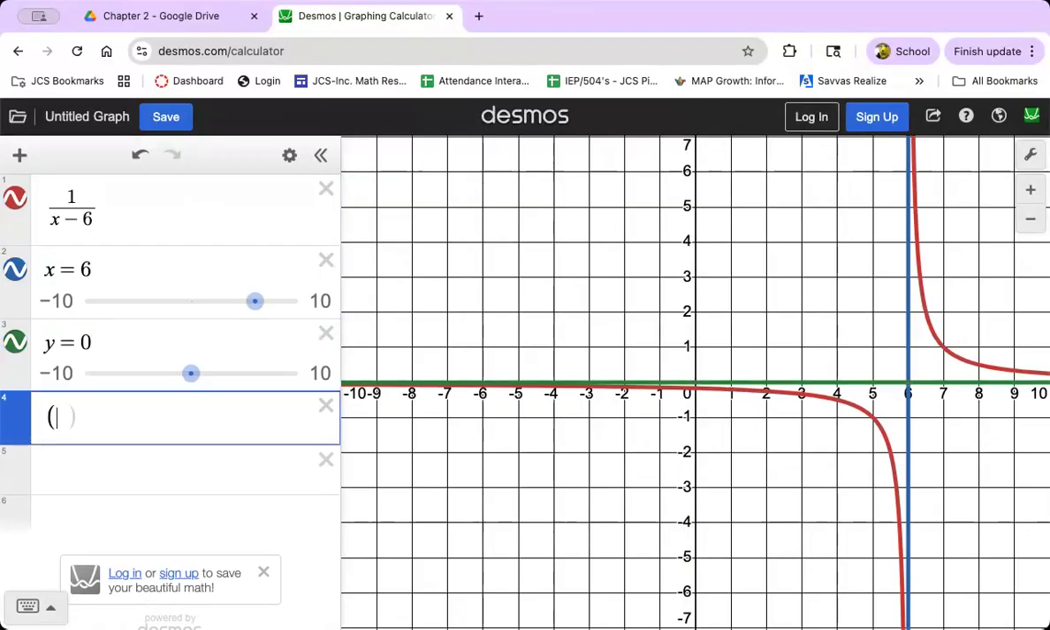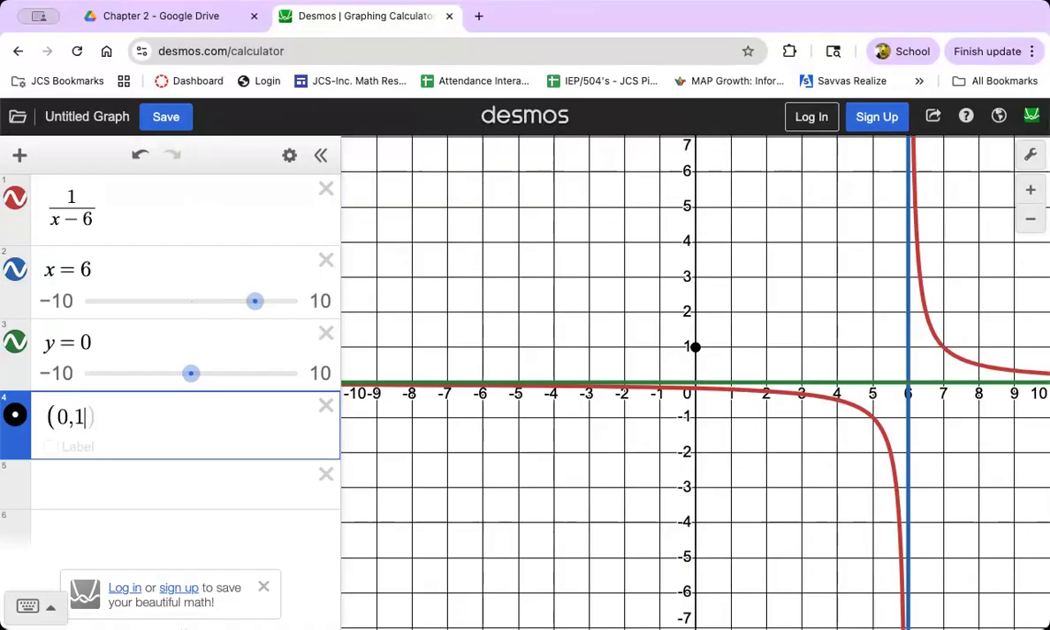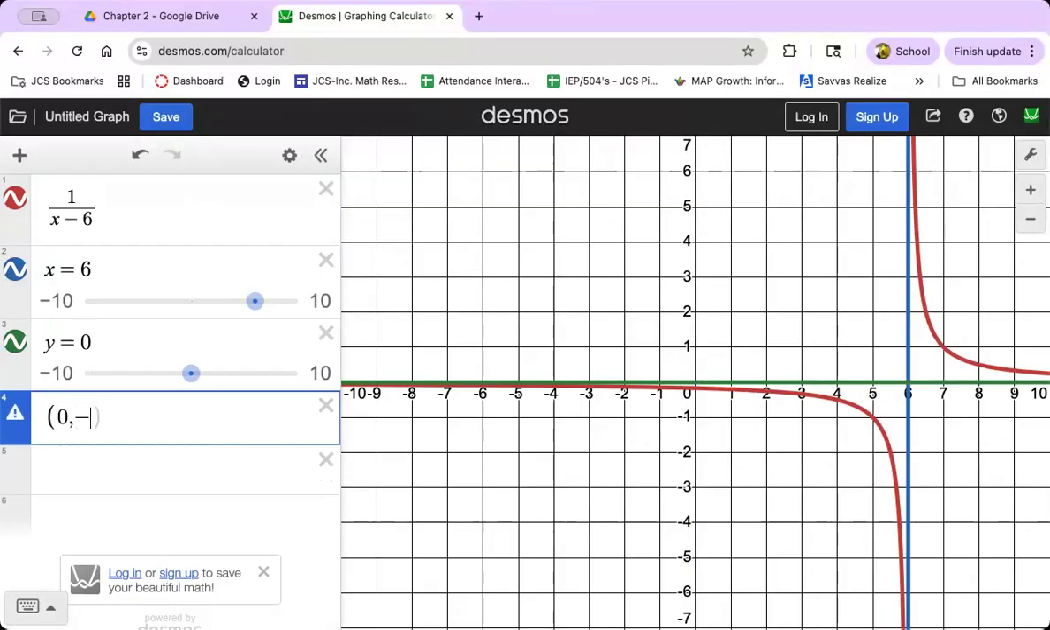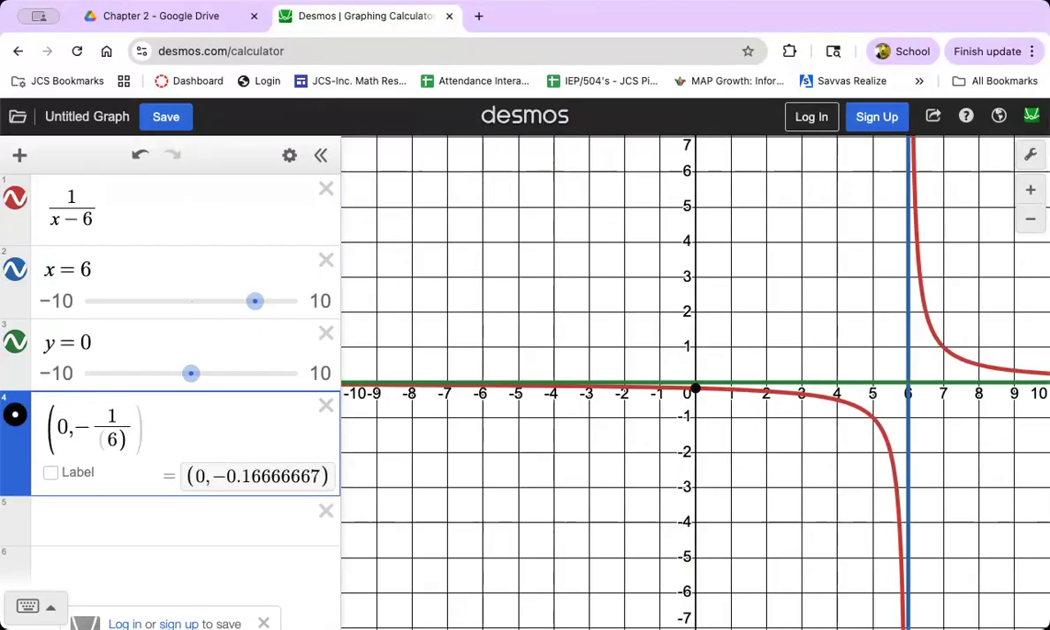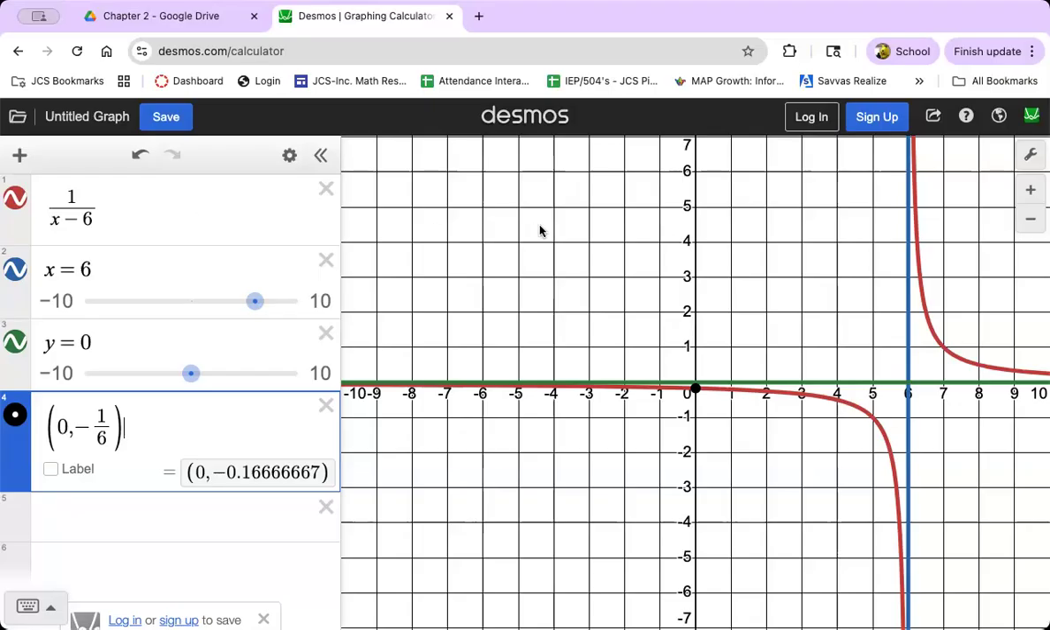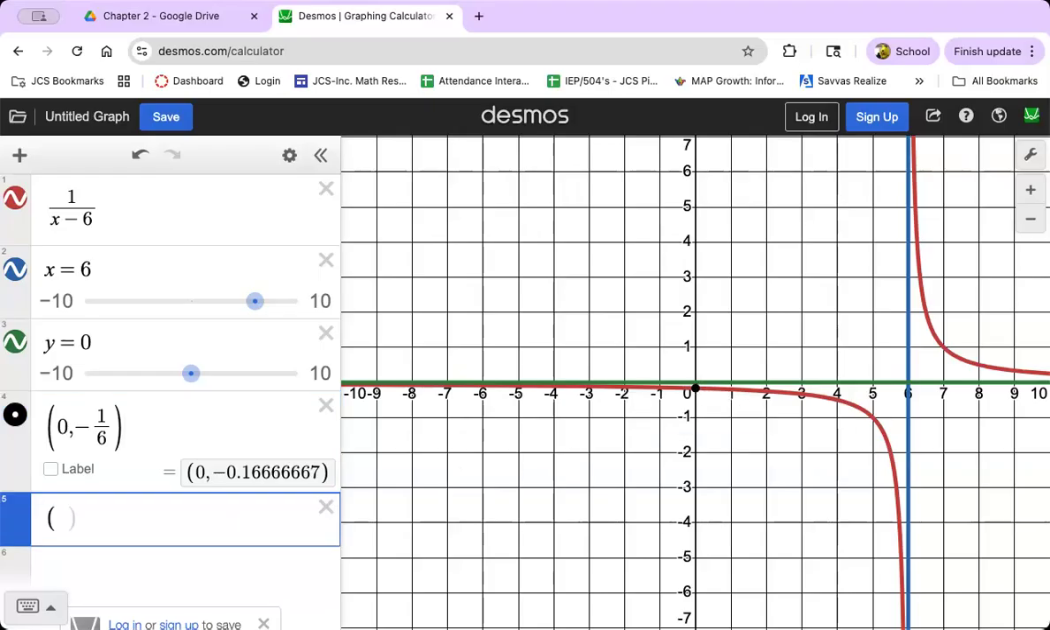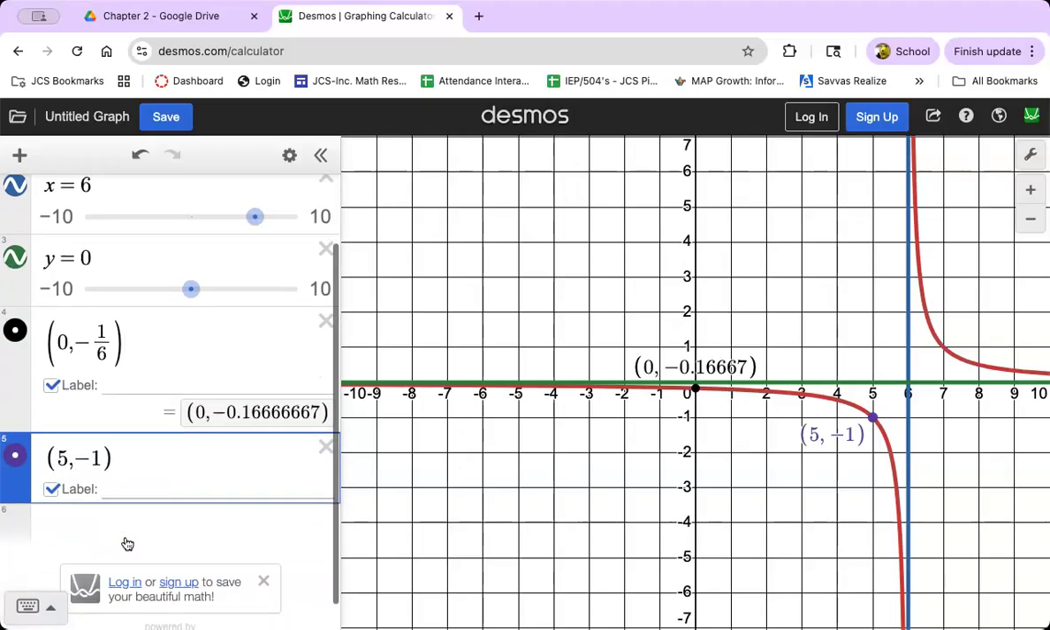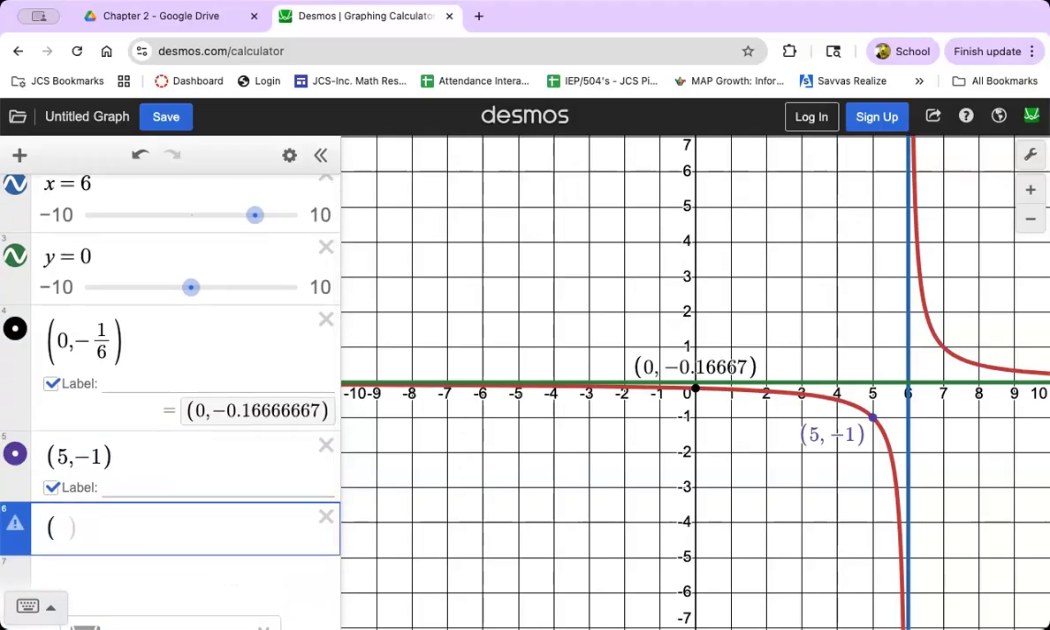And then plot the coordinates 0, comma -1/6. My apologies, -1/6. And it's right there. So that's 0, -1/6. And then we have, what was it, 5, -1? It's right there. Label it. And then the last one, which is 7 comma 1.